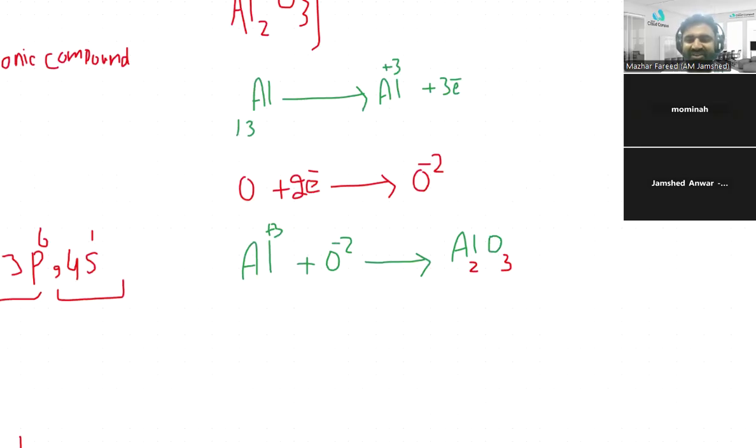So this is the ionic compound. It is known as aluminium oxide. Here's another concept to know about the name of oxygen. When oxygen has not gained electrons, it is oxygen. When it gains 2 electrons, it becomes oxide. Okay? You can say this is the oxide.